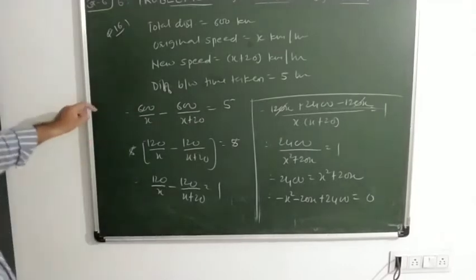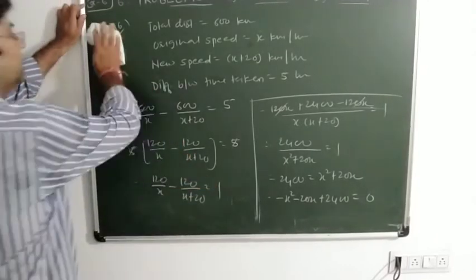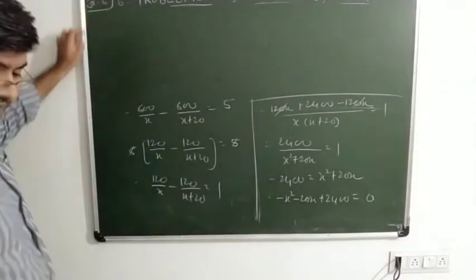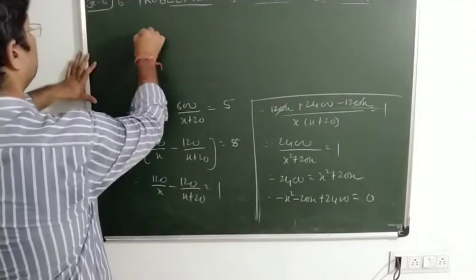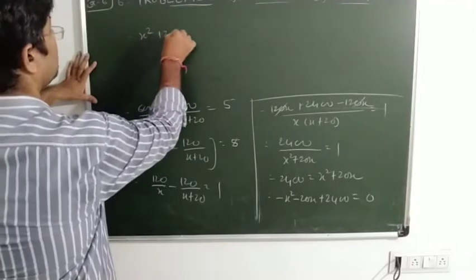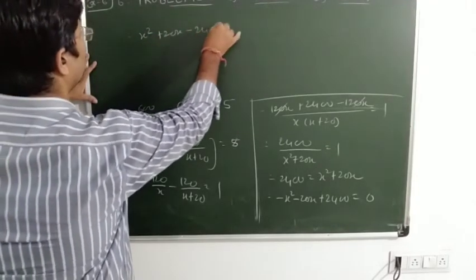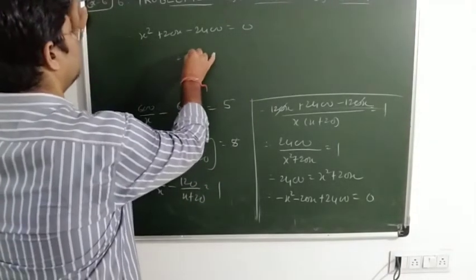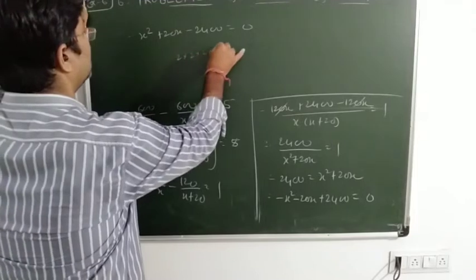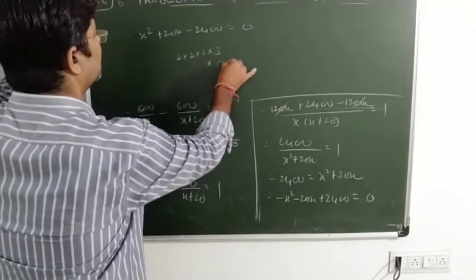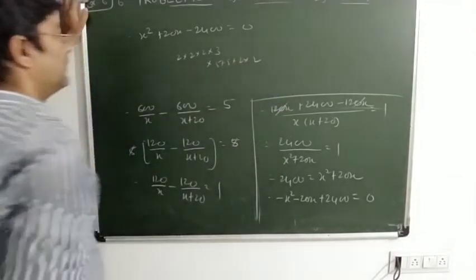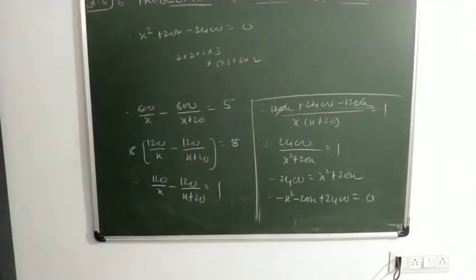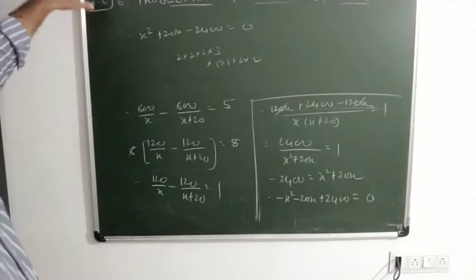Okay, now take minus sign common from that equation. Okay, therefore x square plus 20x minus 2400 is equal to 0. Okay, so we have factorized 2400. These are the prime factors. So now let us make pairs.